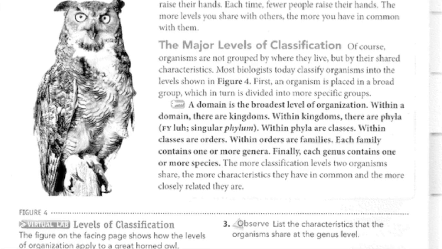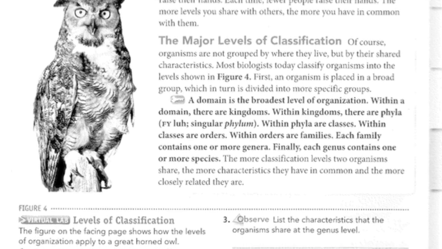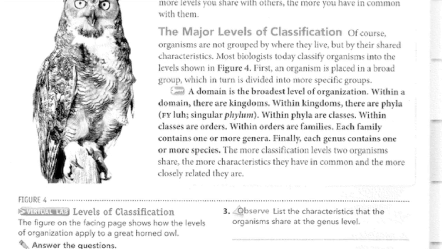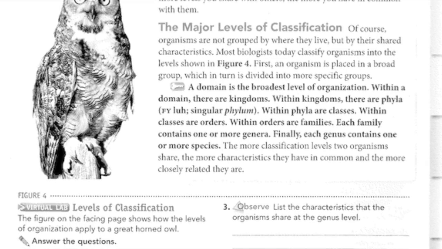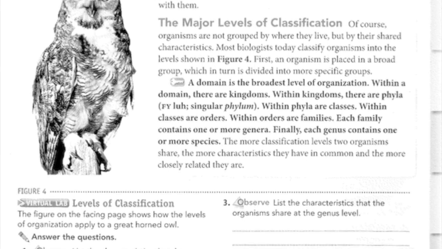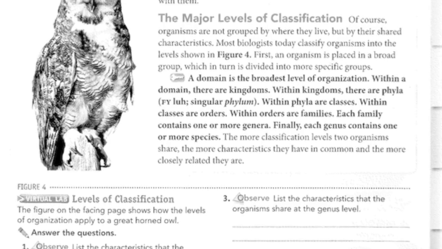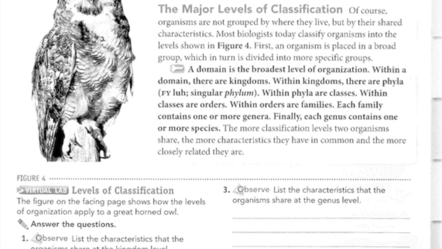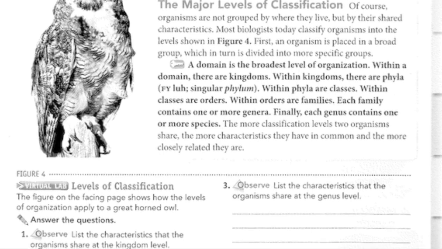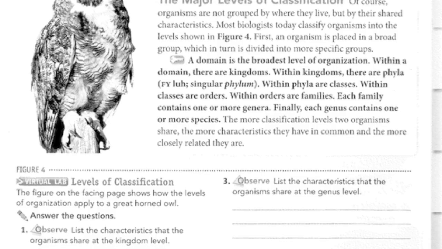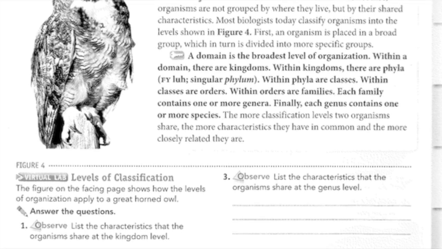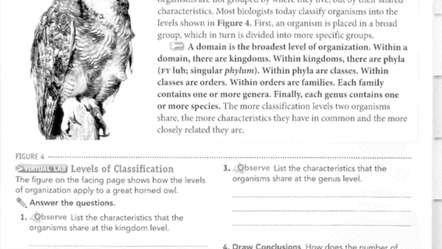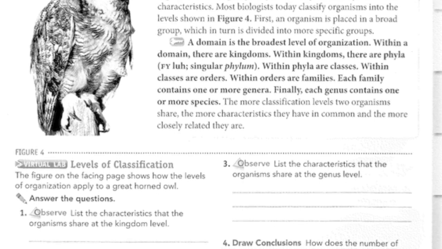The major levels of classification. Of course, organisms are not grouped by where they live, but by their shared characteristics. Most biologists today classify organisms into levels shown in Figure 4. First, an organism is placed in a broad group, which in turn is divided into more specific groups. A domain is the broadest level of organization. Within a domain, there are kingdoms. Within kingdoms, there are phyla.